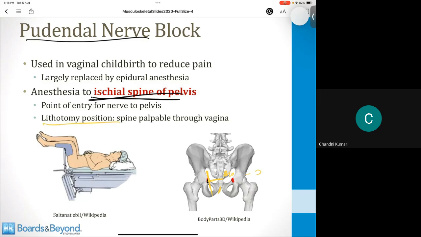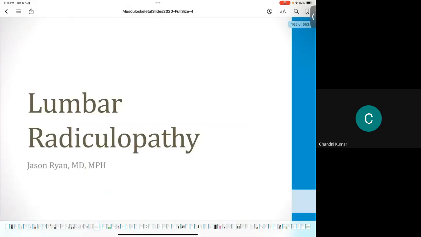Now this is the lithotomy position. You are going to palpate through the vagina this area, which is your ischial spine, which is a landmark for the presence of this nerve, that is the pudendal nerve. So here the pudendal nerve block can be given in vaginal delivery, right?